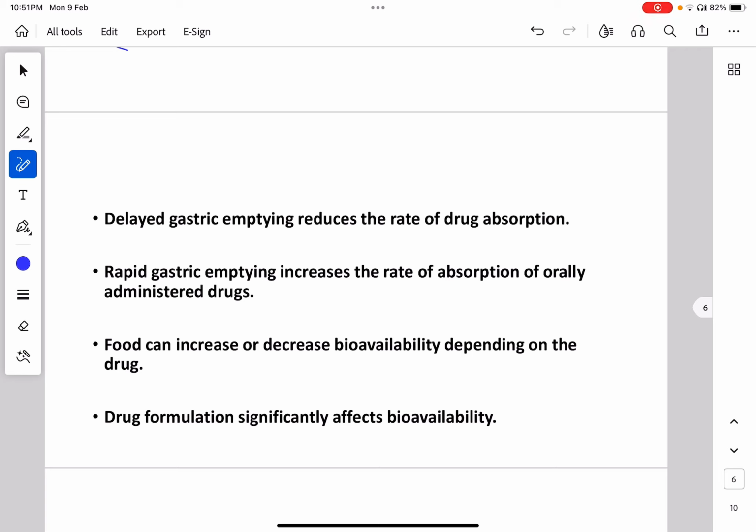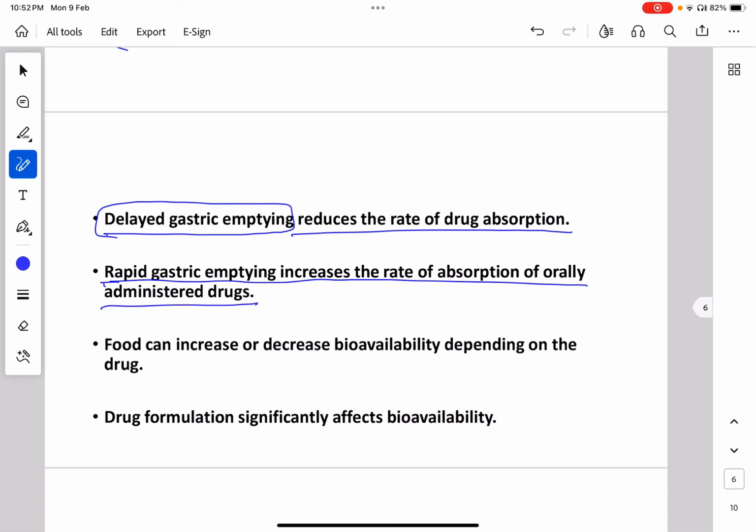Next point, delayed gastric emptying reduces the rate of drug absorption. Rapid gastric emptying increases the rate of absorption of orally administered drugs. Food: what about food? Food can either increase or decrease bioavailability depending on the drug. Some drugs are preferred with food because the bioavailability of that particular drug increases with food, and some drugs are preferred without food, that is on an empty stomach, because bioavailability differs in these cases.